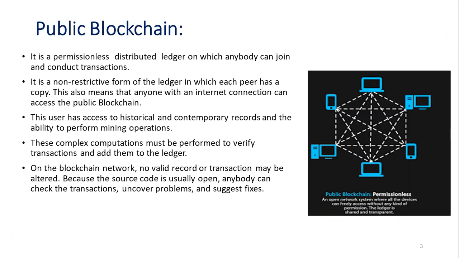It is a non-restrictive form of the ledger in which each peer has a copy. This also means that anyone with an internet connection can access the public blockchain. And this user has access to historical and contemporary records and the ability to perform mining operations. This complex computation must be performed to verify transactions and add them to the ledger. And on the blockchain network, no valid record or transaction may be altered. Because the source code is usually open, anybody can check the transaction, uncover problems, and suggest fixes.